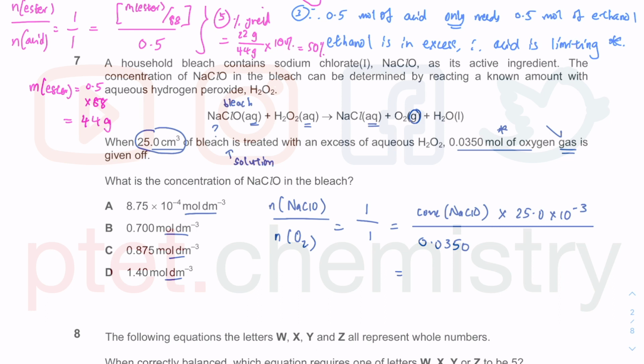Altogether now, just make the concentration of NaClO as the subject. So I'll have this being moved up there. So I have 1 over 1 times 0.0350, and I'll have the 25.0 times 10 to the minus 3 moved down there. So the whole thing is divided by 25.0 times 10 to the minus 3. Do not press your calculator until you rearrange your equation, because the earlier you press the calculator, the more mistakes you will make, and therefore the more likely you won't get to the correct answer. This is concentration. It will be in mole per dm cube because my volume was previously set to dm cube, just like that. And the best answer there must be that.